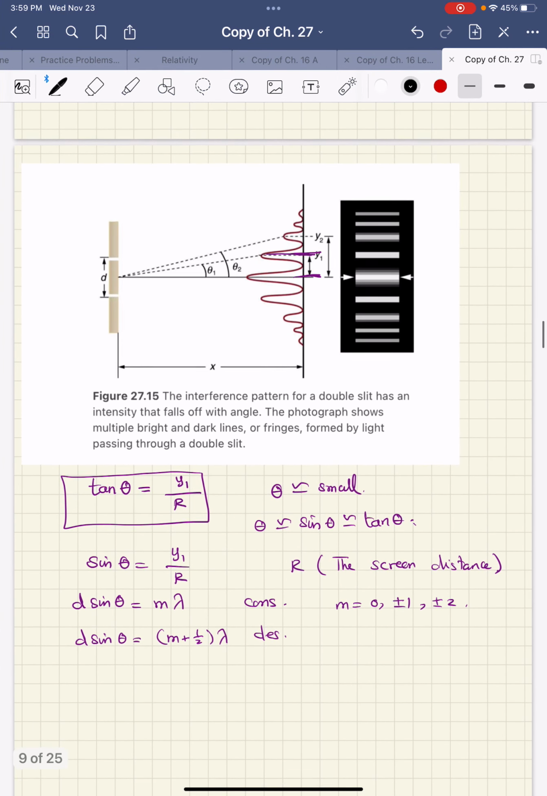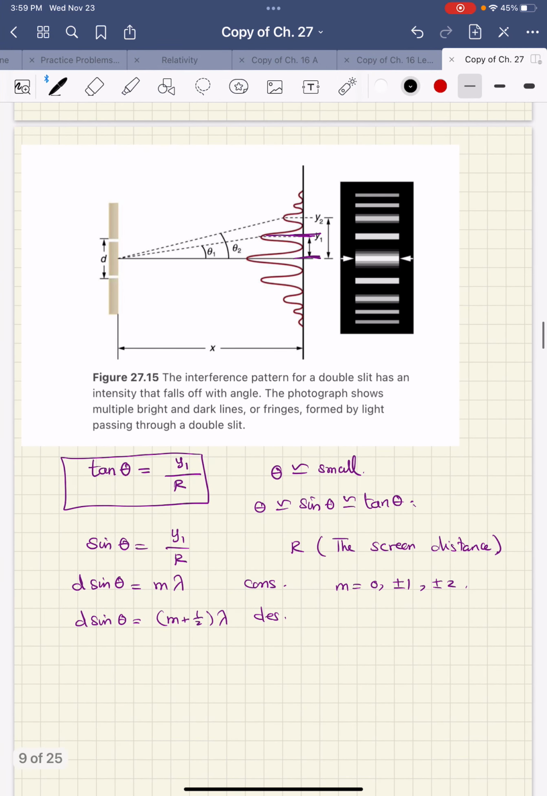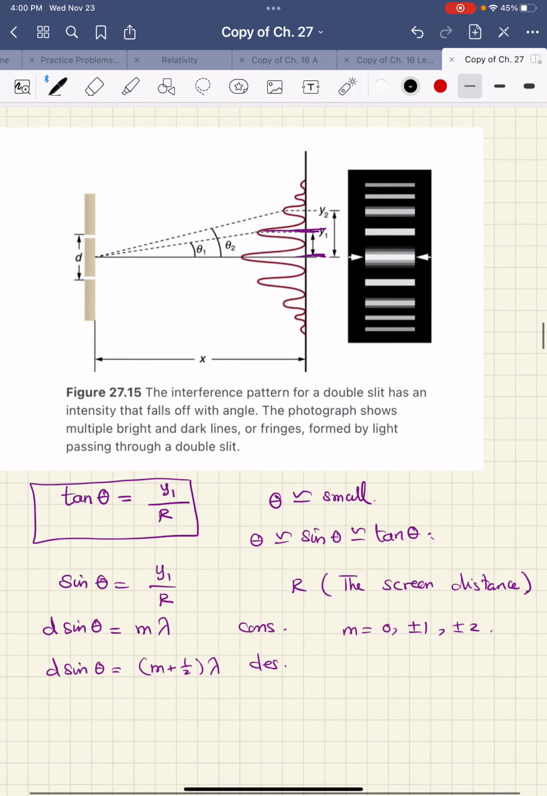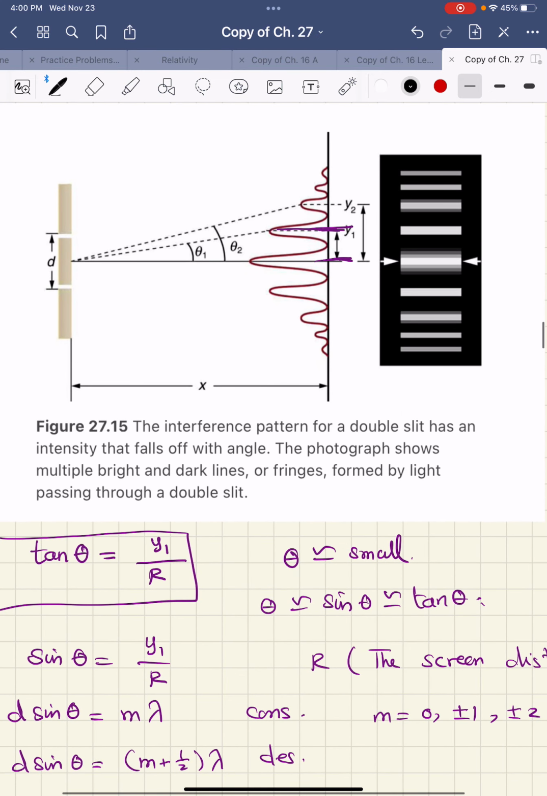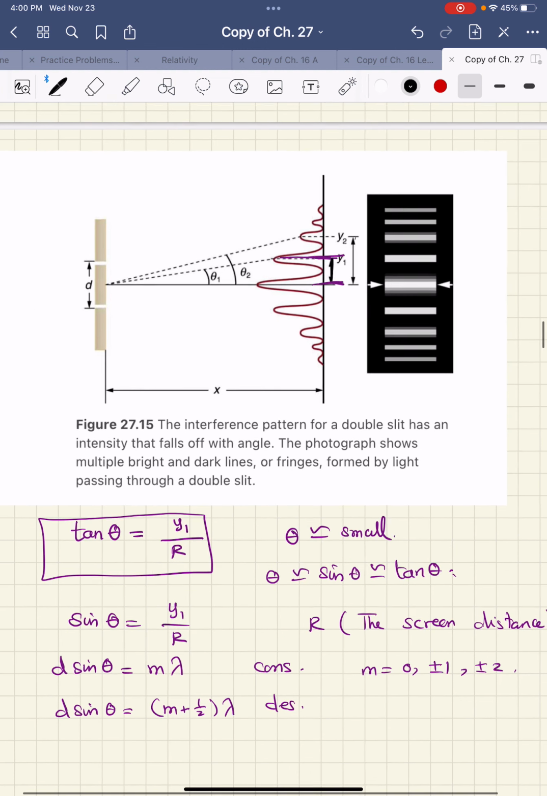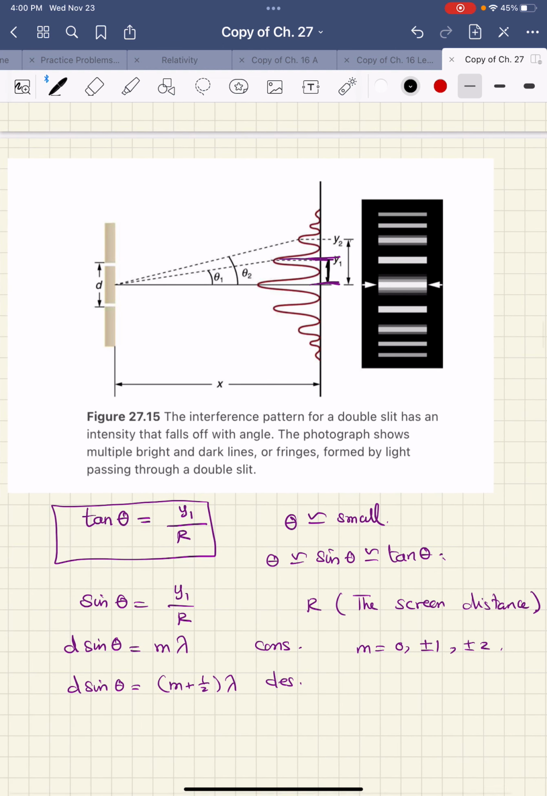Another equation related to Young's experiment is how we are going to find that vertical distance here. Can you see this one y1, this one y2? And we can actually here use simple trigonometry. This is y1, this is theta 1.